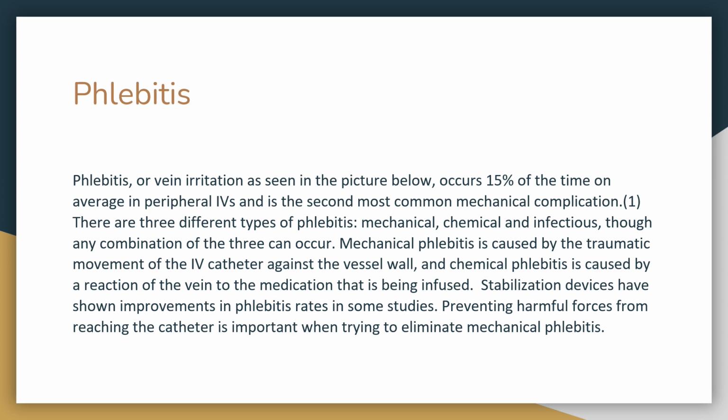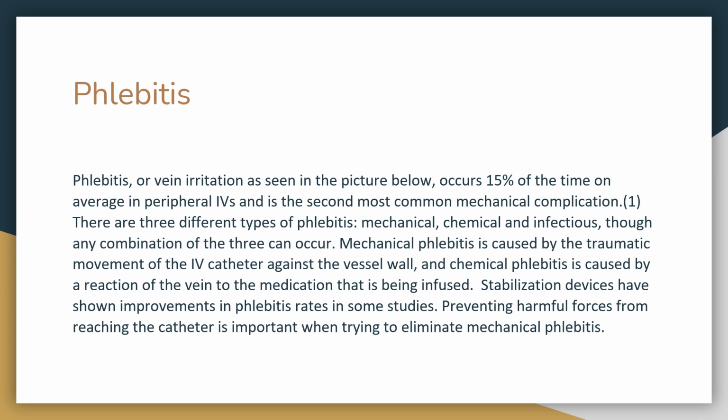Phlebitis is a vein irritation as seen in the picture below, and again, it's on the next slide, the way this is recorded. This occurs 15% of the time on average in peripheral IVs and is the second most common mechanical complication. There are 3 different types of phlebitis: mechanical, chemical, and infectious, though any combination of the 3 can occur. Mechanical phlebitis is caused by the traumatic movement of the IV catheter against the vessel wall, and chemical phlebitis is caused by a reaction of the vein to the medication that is being infused.